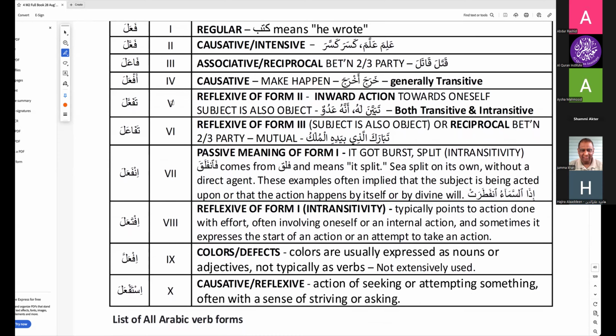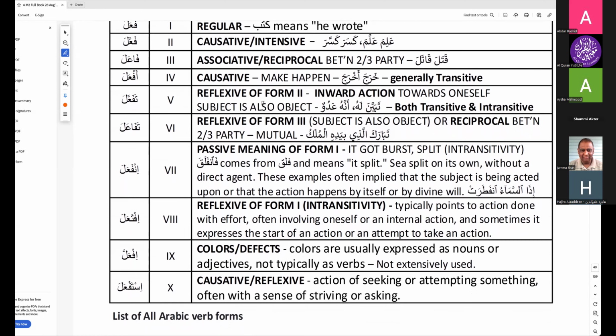Verb form 5. Tafa''ala. Reflexive of verb form 2, an inwards action towards oneself. The subject is also the object. Tabayyana lahu annahu aduwun. Both transitive and intransitive verbs, okay?